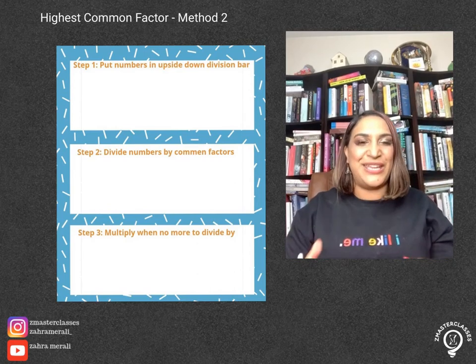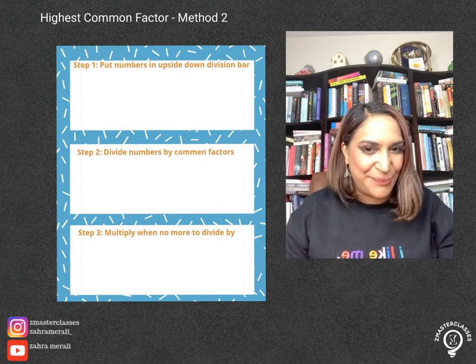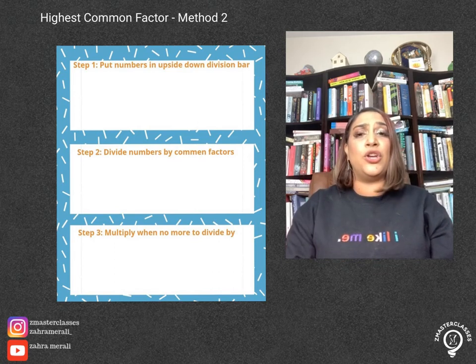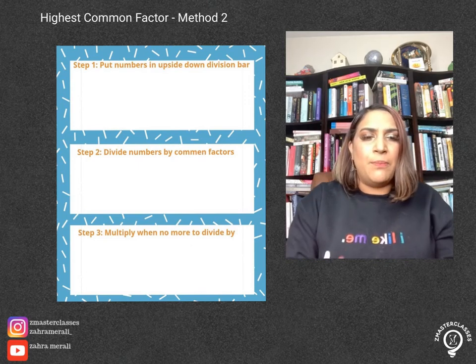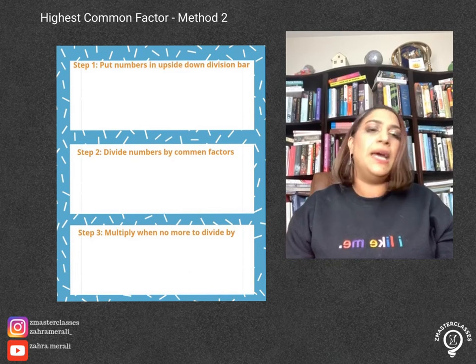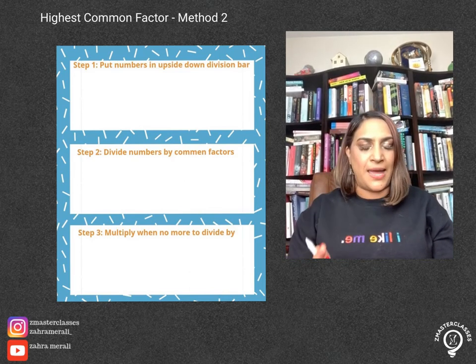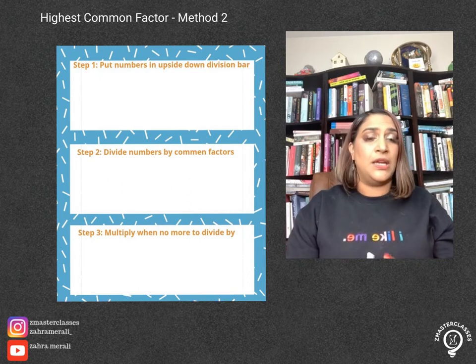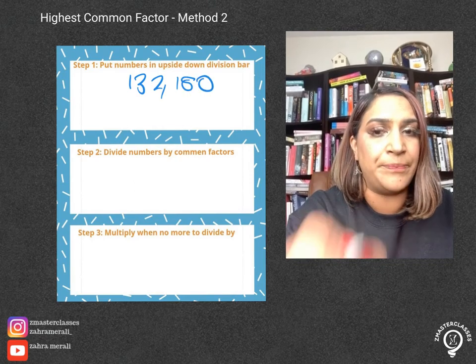So today we're looking at the second method of finding the highest common factor. For this method, we're going to pick two numbers. They're bigger than the numbers we looked at last time, but we're still going to assume that we're in a non-calculator paper and we're going to have to use our mental arithmetic. So the first step is to take the two numbers. In this case, I've chosen 132 and 180.